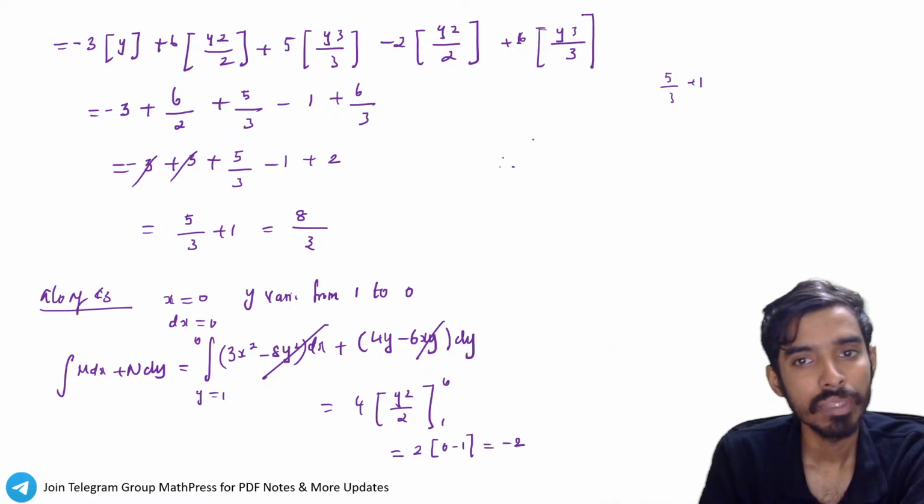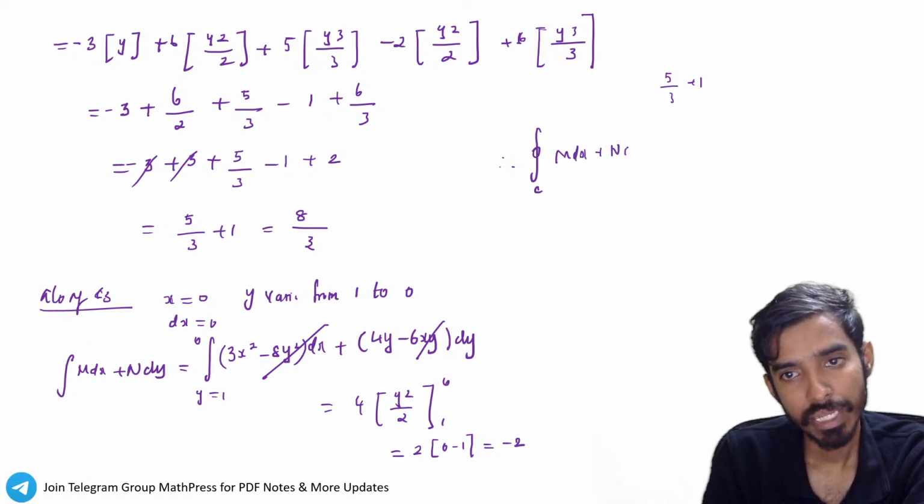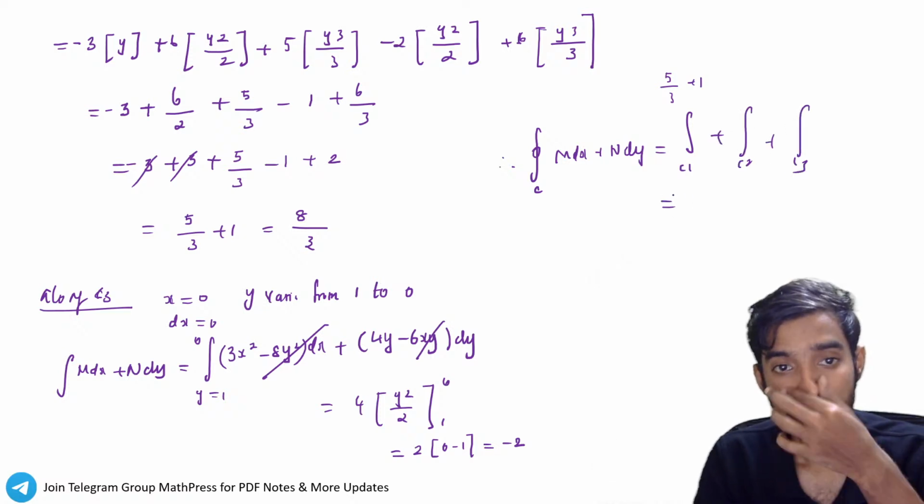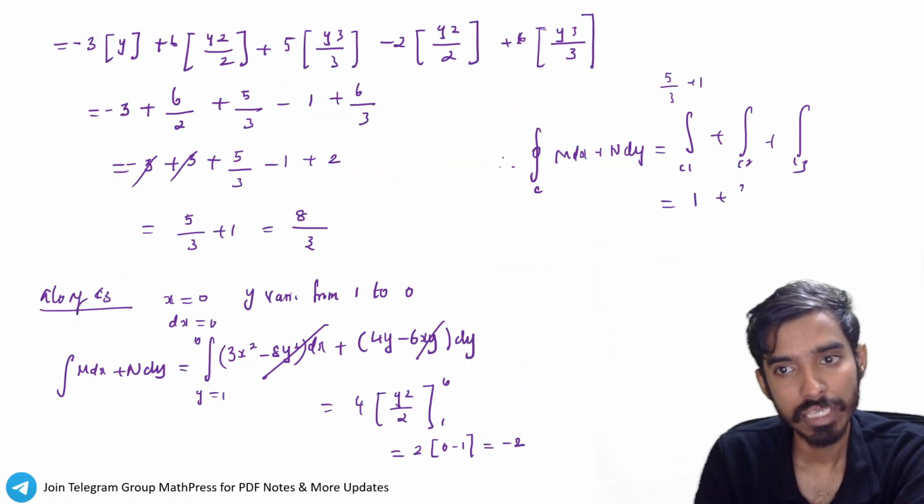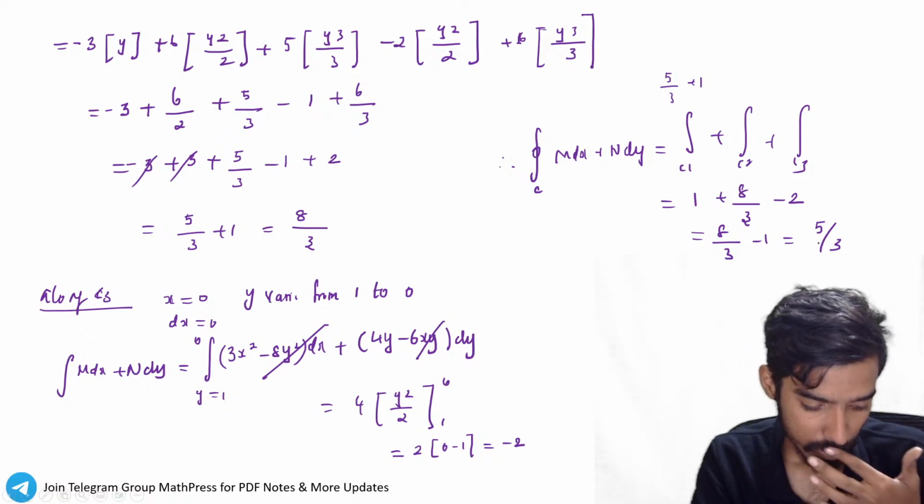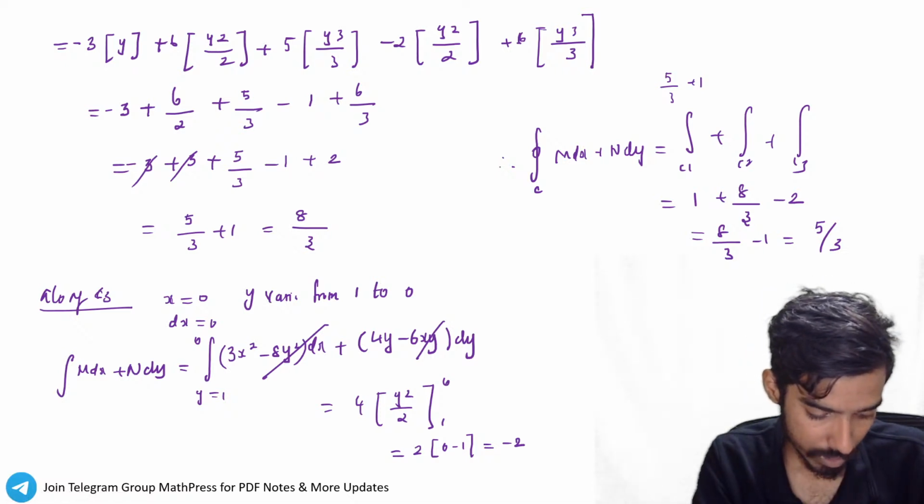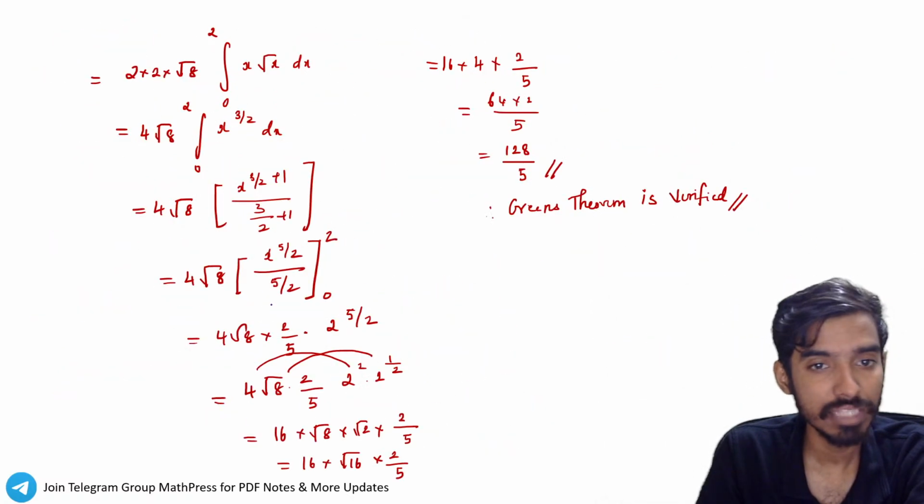So therefore, the integral over C of M dx plus N dy is the integral over C1, plus the integral over C2, plus the integral over C3. So what is C1? C1 is 1. This is 8 by 3. This is minus 2. So 8 by 3 minus 1 will be 5 by 3, right? 8 minus 3 by 3. So 5 by 3 is our line integral of M dx plus N dy.